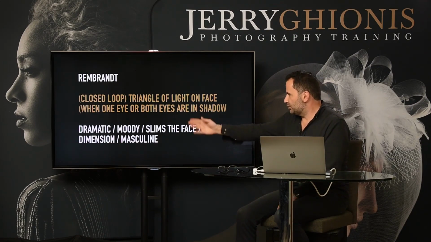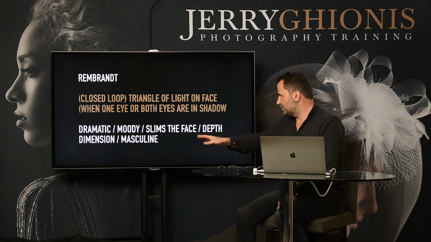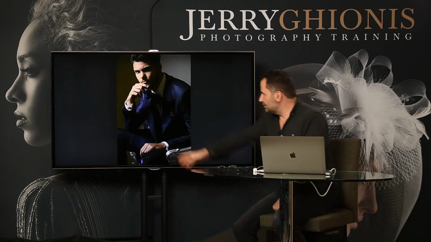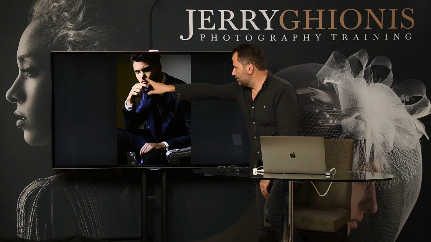And what is this for? It's dramatic, it's moody, it slims the face, it gives us depth and dimension, it's very masculine. So you can see now where that shadow of the nose meets that cheek. And again, usually one eye or both eyes are in shadow. I think people mistake Rembrandt lighting for short lighting. That's not the way it is.